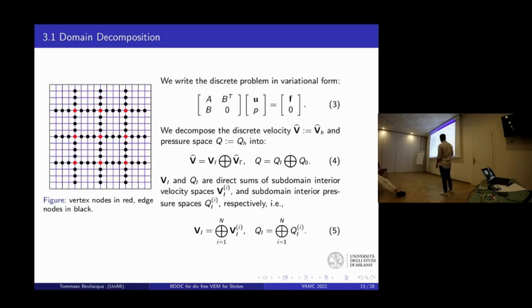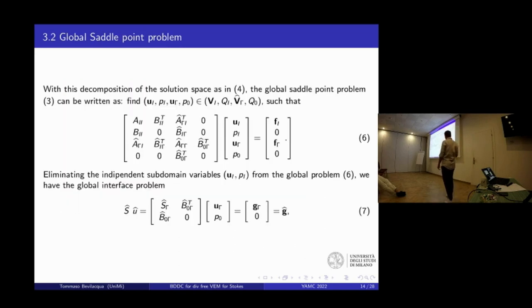And the space Q for the pressure is also split into a space QI, made by functions that live on each subdomain and have mean null on the subdomains, and a space Q0, made by functions that are constant on each subdomain. With this decomposition, we can rewrite our saddle point problem in this way, and by static condensation we can eliminate the interior variables and come out with the interface global problem. That is this one, and that is the problem that we want to speed up.